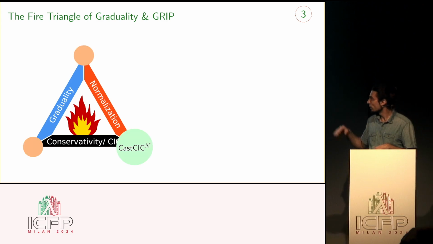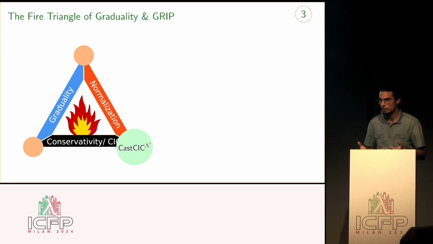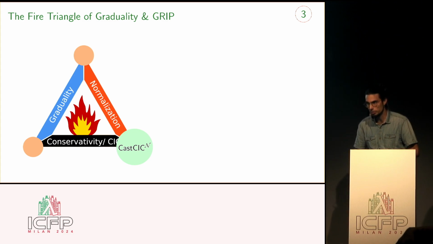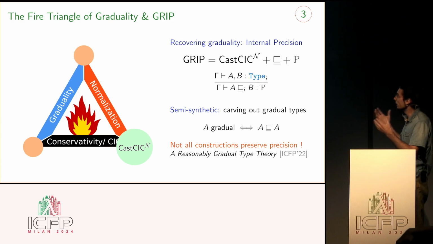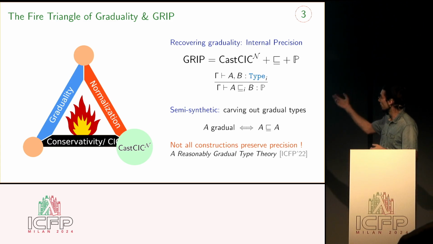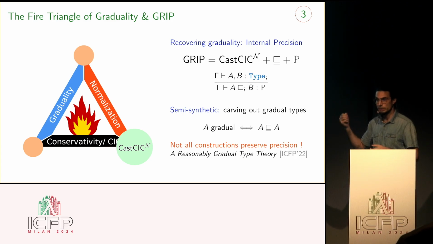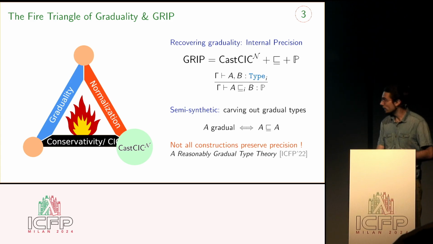For this talk, I will fix the system that has both normalization and conservativity over CIC, because I want to build a proof assistant, and I want to build an extension of the calculus of inductive constructions. Even if this system doesn't have graduality, some work we did two years ago shows that we can recover partially some of this graduality. The solution is to internalize the notion of precision as a proposition, and then we can carve out the gradual types as those types that are self-precise, meaning related to themselves. So that's the setting for this talk.